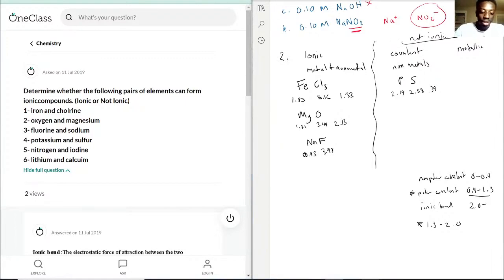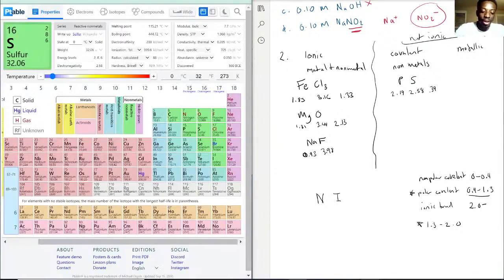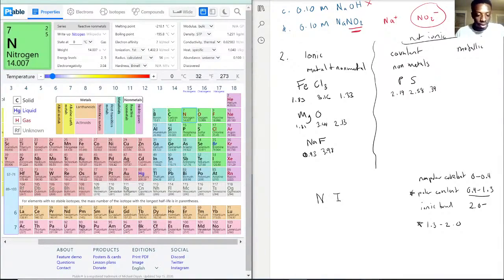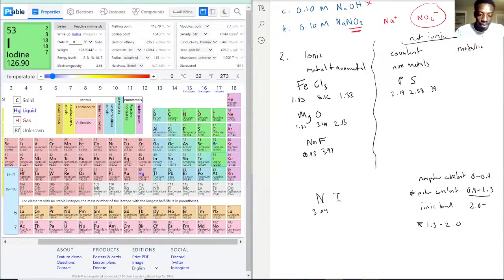Now nitrogen and iodine, so nitrogen and iodine I. Okay, let's see what we have. 3.04 for nitrogen and 2.66 for iodine, so that will be about 0.38, somewhere around there. But there's also two non-metals like potassium and sulfur, so we can move that into the covalent bonds here. We're not going to specify whether it's polar or non-polar. That's not what the question is asking. It only cares whether it's ionic or not ionic.